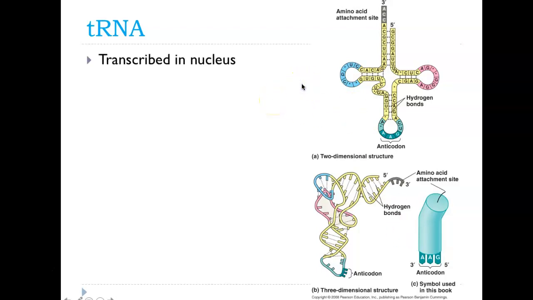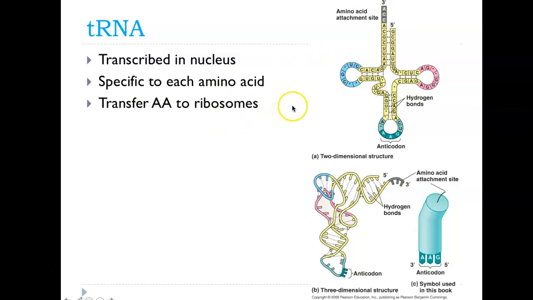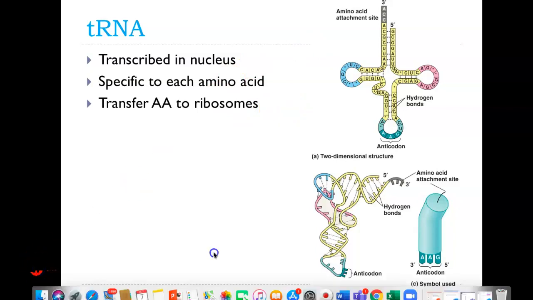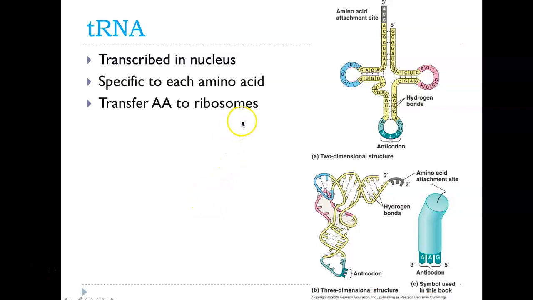All right, tRNA is transcribed in the nucleus. That just means it's made in the nucleus. It's made from DNA because it's RNA. So it has to be transcribed in the nucleus and then it leaves the nucleus. Each tRNA is specific to an amino acid. And remember how many amino acids there are: there's 20 different amino acids. What they're going to do is transfer amino acids to ribosomes based on what the mRNA is coding for. So if mRNA says something specific, tRNA is going to match up the anticodon to the codon and bring in the amino acid that is needed.